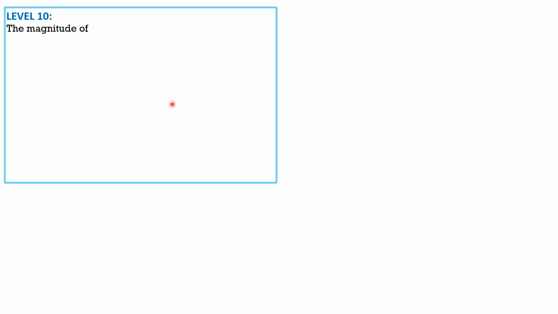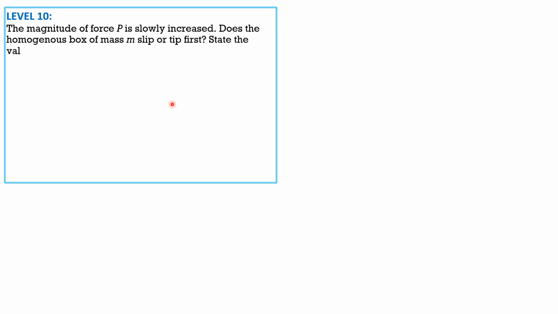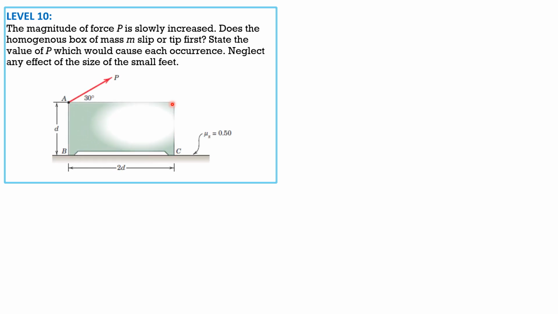Level 10, the magnitude of force P is slowly increased. Does the homogeneous box of mass M slip or tip first? State the value of P which would cause its occurrence. Neglect any effect of the size of the small feet. So we neglect the size of these small feet here.